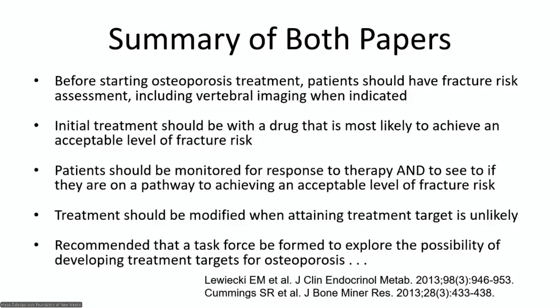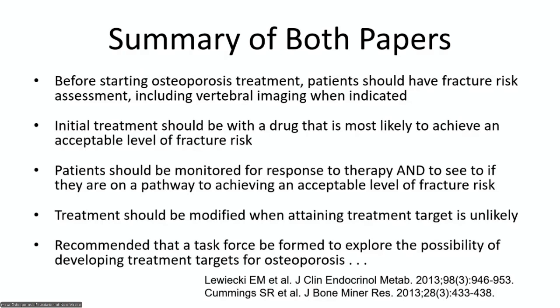That would be a little bit like starting antihypertensive medication and getting the systolic pressure down from 220 to 190. They've responded to therapy. You don't tell the patient you're doing great and send them on their way. You do more. And maybe we should be doing the same with osteoporosis. Treatment should be modified when attaining a treatment target appears to be unlikely.